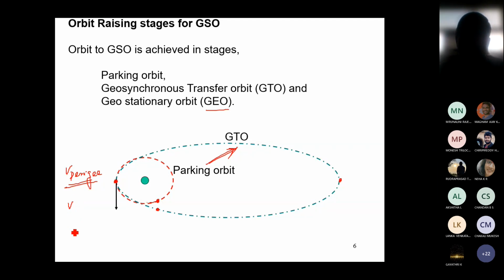Okay, now this difference, v perigee minus v, gives me the incremental velocity. That means if I want to change the stage of the satellite from parking orbit to GTO orbit, then what additional velocity do I require? That additional velocity is v perigee minus v. So I have to give that much thrust. This incremental thrust I have to give to the satellite, then only it will change its orbit to GTO orbit.